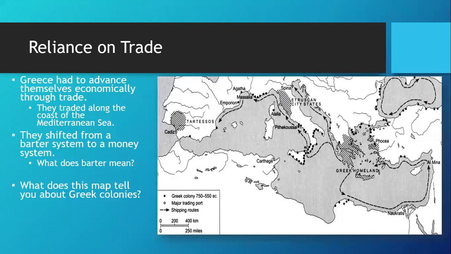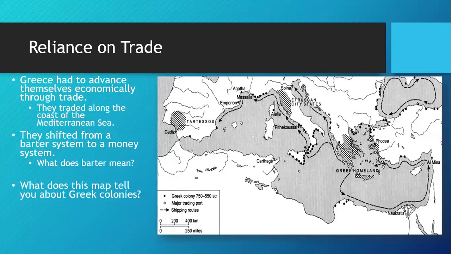All right, last slide of the day. They're going to have a very, very strong reliance on trade. All right. Because of the mountainous terrain, they can't really do a lot economically when it comes to farming. So they have to make a pretty big business out of trade. All right. So they're going to have these big trade networks that are going to go all over the Mediterranean world.